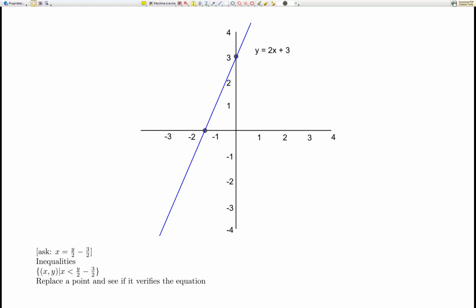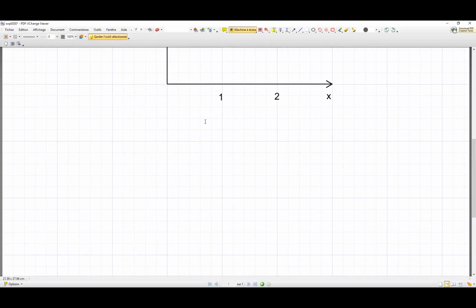Are you seeing the graph as we had before? Yes. See the new one, the 2x plus 3. Yeah, okay, that one. All right, so that's what I wanted.